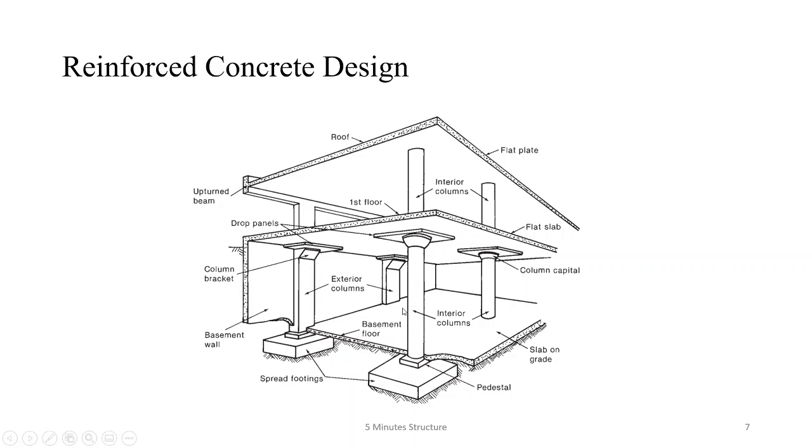This is a column bracket, and on top of the column capital there will be a drop panel. I'll show you how to design a drop panel. And this is a pedestal, which is between the footing and the column. And this is a basement floor.